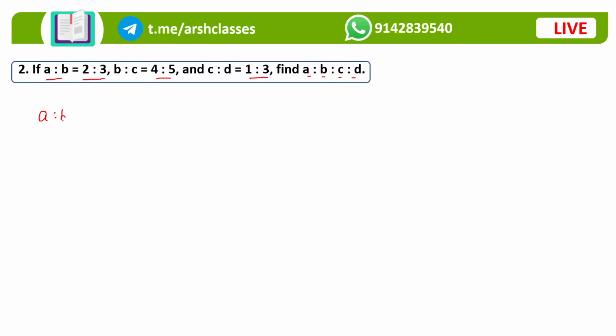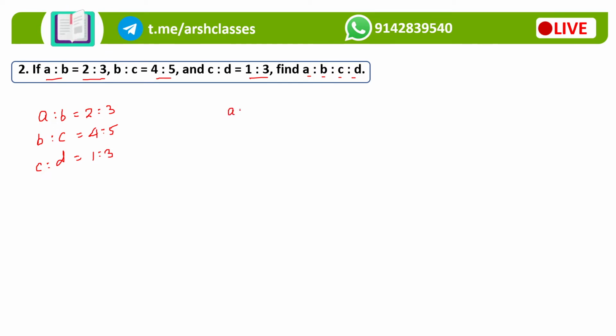So a is to b is given as 2 is to 3. Let's say this is 2. The same, I'm going to write b is to c here. The b is to c is nothing but 4 is to 5, and then c is to d, and c is to d is nothing but 1 is to 2.